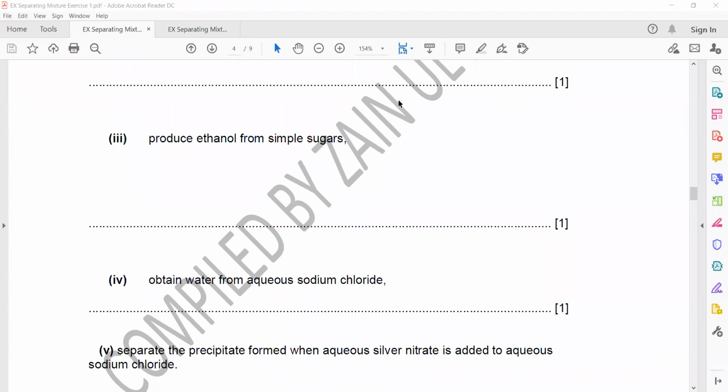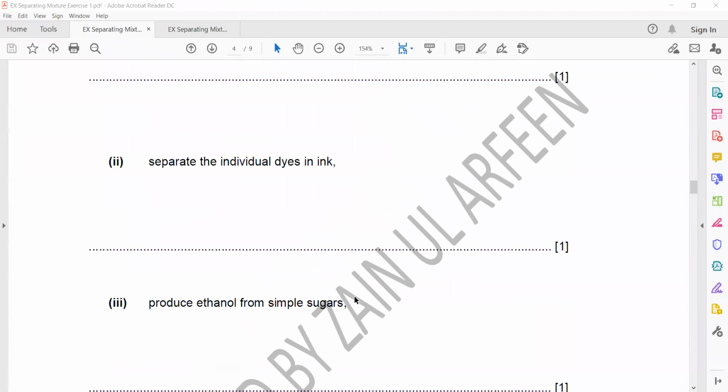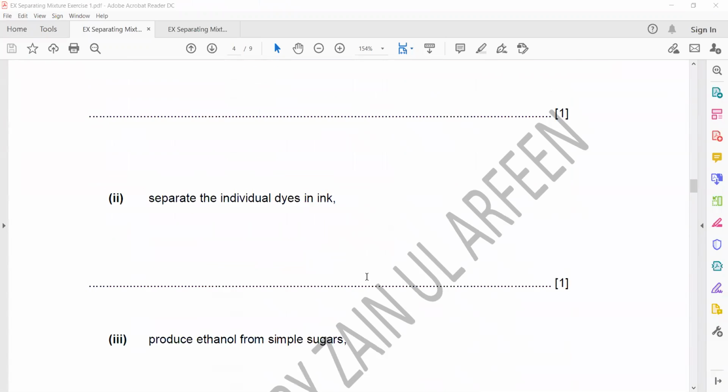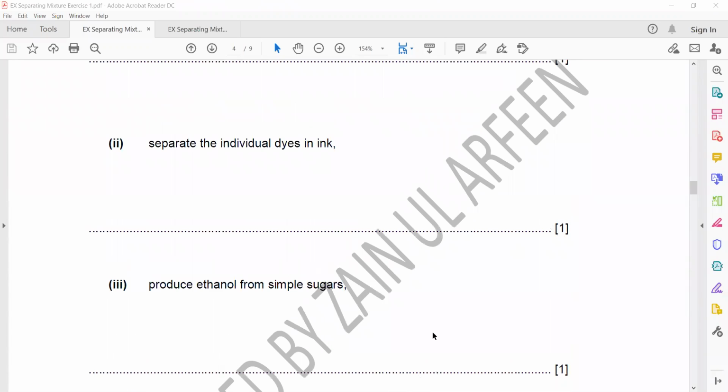Question number 1, part A3. Last time I told you about this topic: the process of forming alcohol or ethanol from sugar is called fermentation. This is not a method of separation, it is a process of forming alcohol from sugars. You will learn about fermentation in organic chemistry.